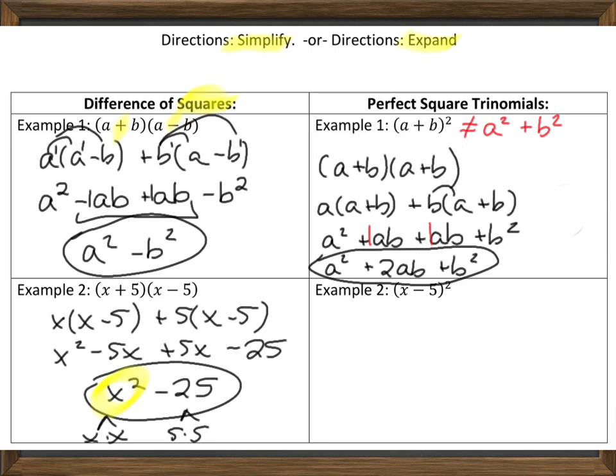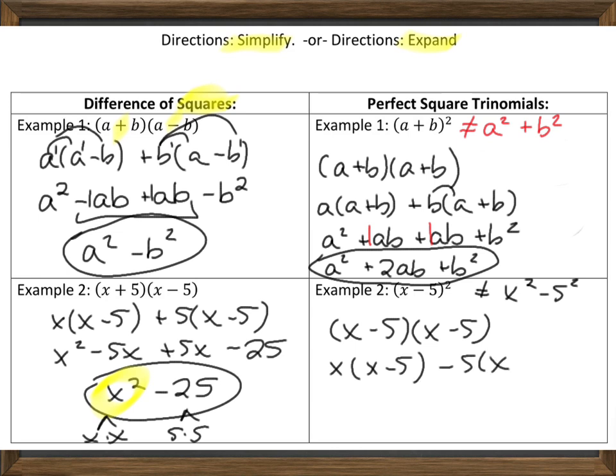Okay, in the next example, we have x minus 5 quantity squared. Again, please, please, please be careful. It is not equal to x squared minus 5 squared. Okay, if you write that, it's just absolutely wrong. No partial credit. Okay, instead what we have to do is write this as x minus 5 times itself, and then we can use the distribution method here.